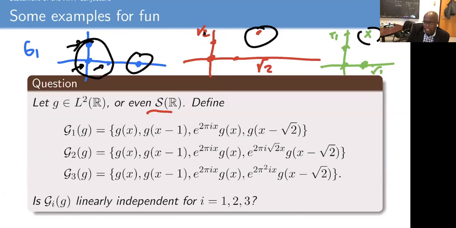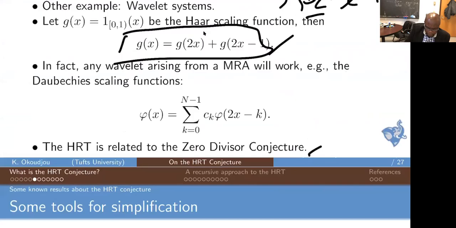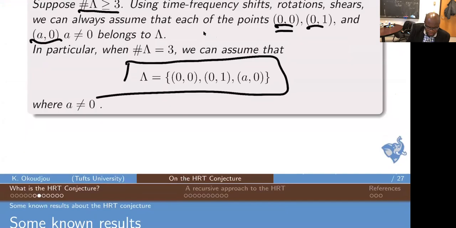The other one is one of the unit vectors, and then the other one will be either on the y-axis or on the x-axis anyway. So I'm going to make that simplification throughout the talk. And in particular, if I have a set of 3 points, I'm always going to assume that it has the form that's given over here.